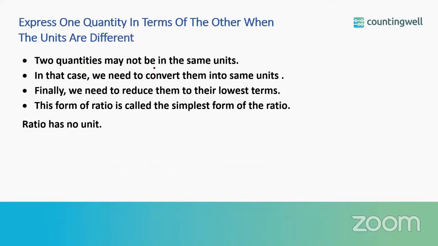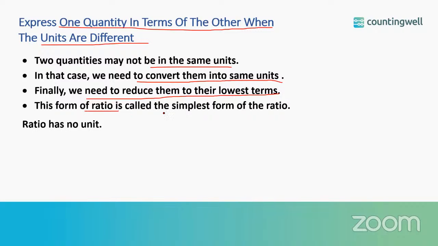Two quantities may not be in the same units. In that case, we need to convert them into the same units. This is when the units are different and you are expressing one quantity in terms of the other. Finally, we need to reduce them to their lowest terms, and this form of ratio is called the simplest form of the ratio.